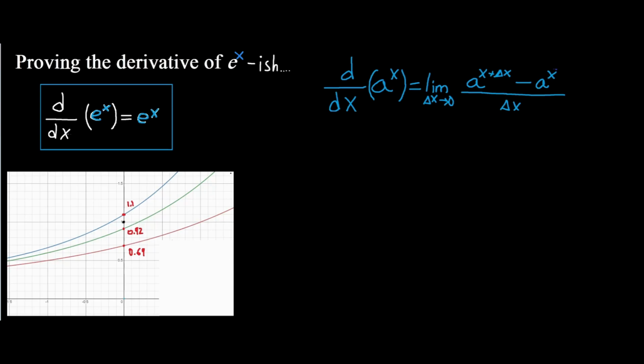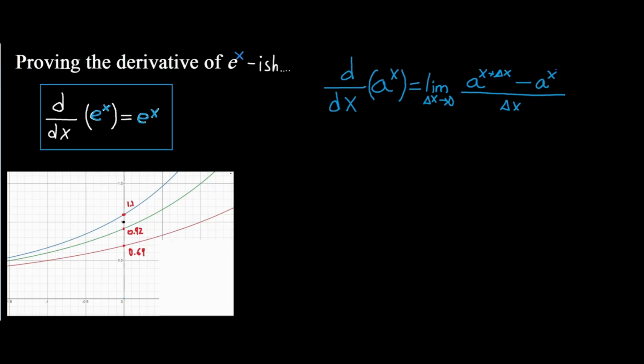This is going to be proving the property that the derivative of e to the x equals e to the x. I'm going to start over here, where all I'm doing is writing the derivative of a to the x, finding it like any other derivative, and plugging those values into the difference quotient.